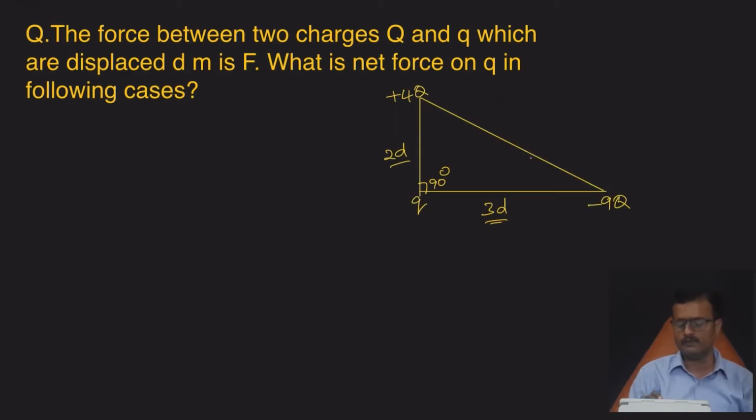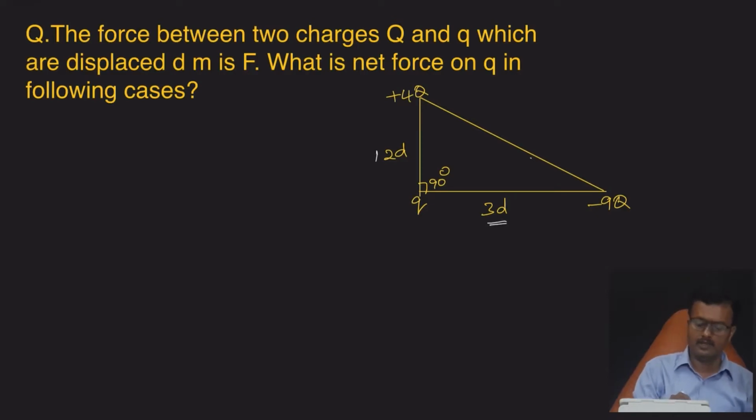The force between two charges Q and Q which are displaced d meters is F. What is the net force on small q in the following cases? See here in the figure there is a right angle triangle with the right angle at 90 degrees. There is small q, and the remaining vertices are minus 9Q and plus 4Q. Minus 9Q is at a distance 3d and plus 4Q is at a distance 2d.